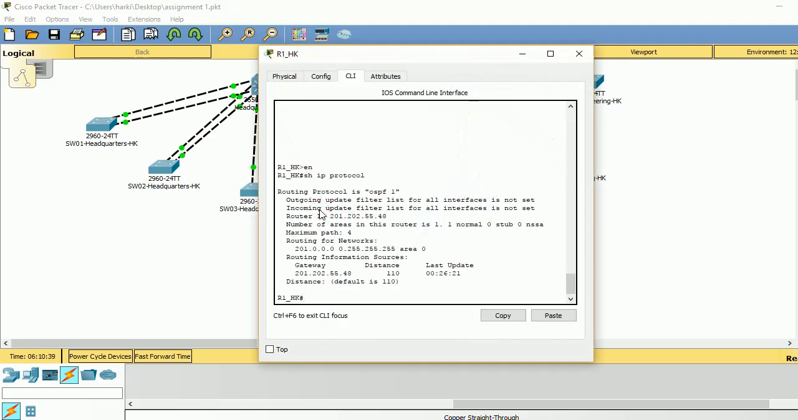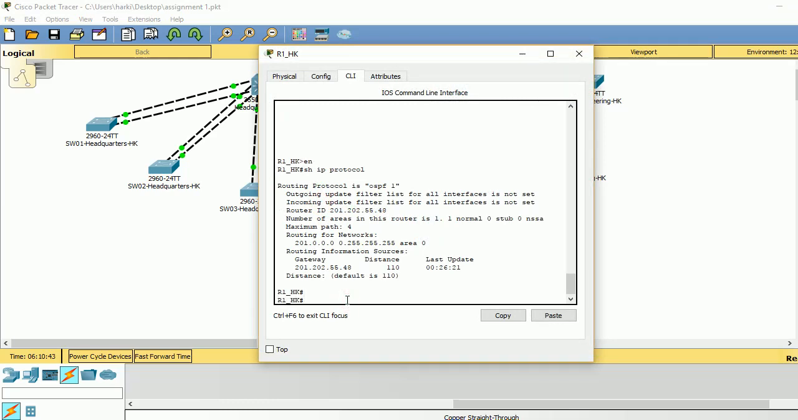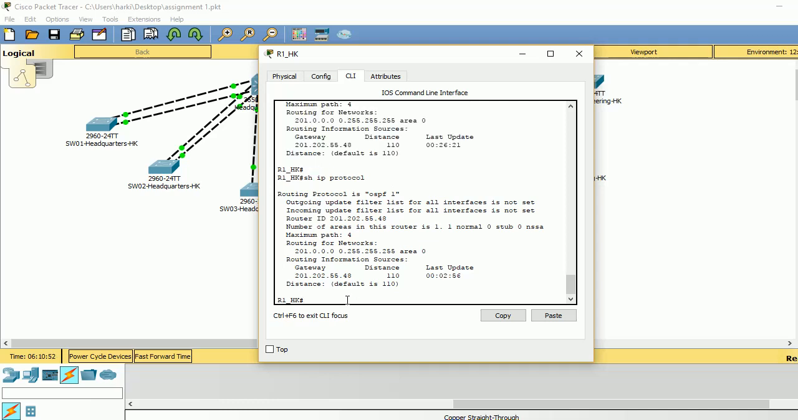And moving toward the next step, it was open shortest path. That means show IP protocol. As we can see, routing protocol here is OSPF1, maximum paths 4. This is the router ID, and everything can be seen here.